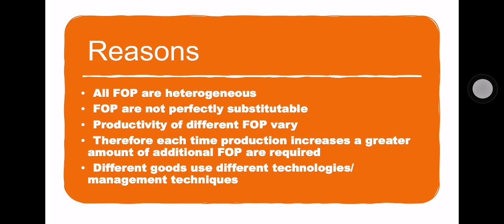Okay, and then productivity of different factors of production vary. For example, labor, people who are making broccoli, if they are made to make pizza, it will take certain time, they can't make pizza with the same skills they had in making broccoli. All right, so their productivity will change from person to person.